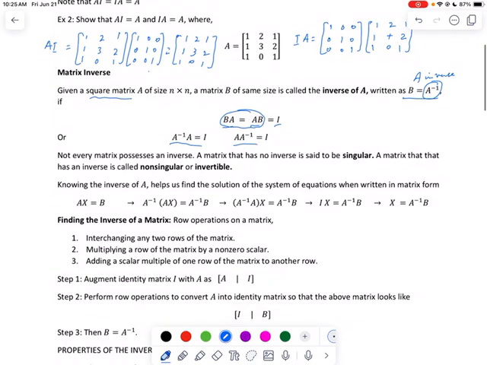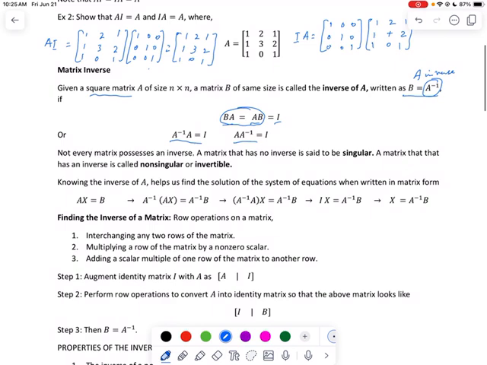So not every matrix possesses an inverse. A matrix that has no inverse is said to be singular, or sometimes we also call it non-invertible.